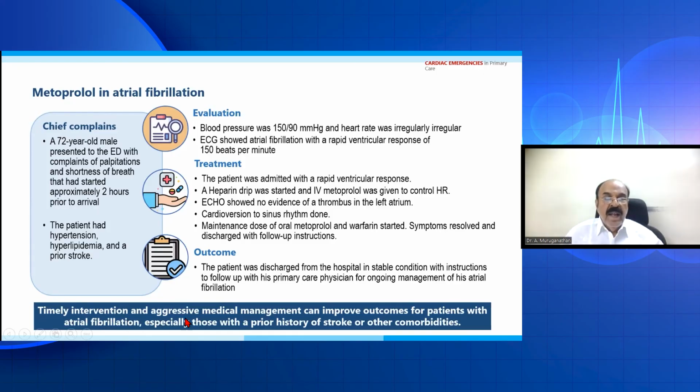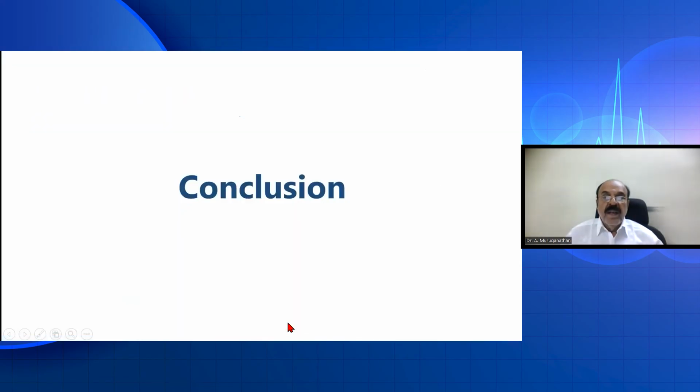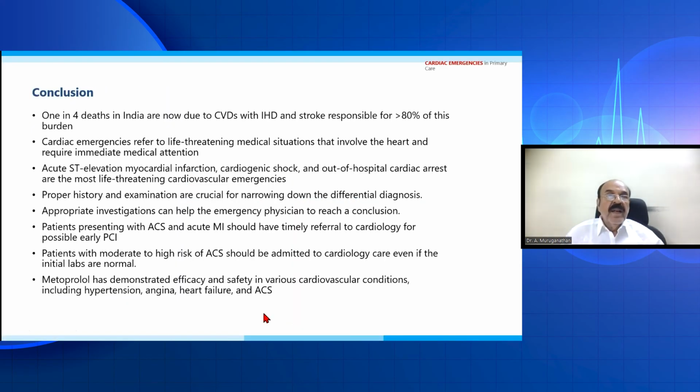Timely intervention and aggressive medical management can improve outcomes for patients with atrial fibrillation, especially those with a prior history of stroke or other comorbidities, and we can save lives. So my conclusion is that 1 in 4 deaths in India are now due to cardiovascular causes, with ischemic heart disease and stroke responsible for more than 80% of this burden.